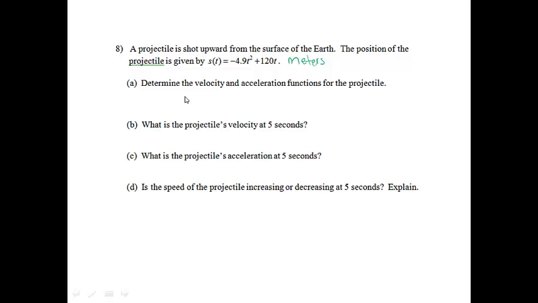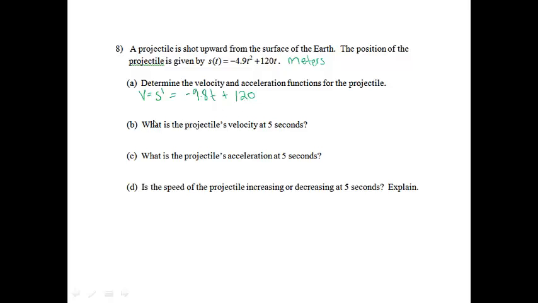Part A, determine the velocity and acceleration functions for the projectile. If I'm dealing with the velocity, I know it's going to be the first derivative of position. So if I take the derivative of this, bump my 2 out front, I'll get negative 9.8t plus the derivative of 120t, which would be 120.